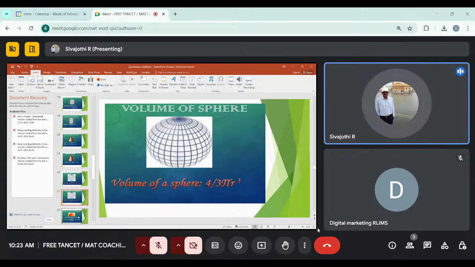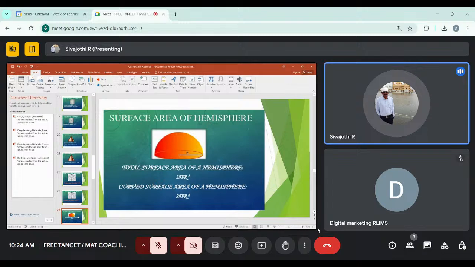values. And the volume of a sphere, that is 4 by 3 pi r cube. In the same manner, as already said, 4 by 3 pi, 22 by 7, r cube is 7 into 7 into 7. You have to simplify, 7 and 7 will cancel. So 44 into 49, that is 2156, 2156 by 3, which is equal to 718 for the volume of a sphere. Okay.